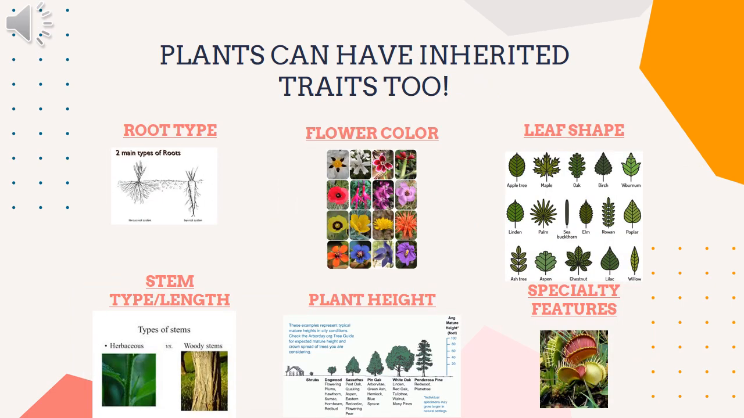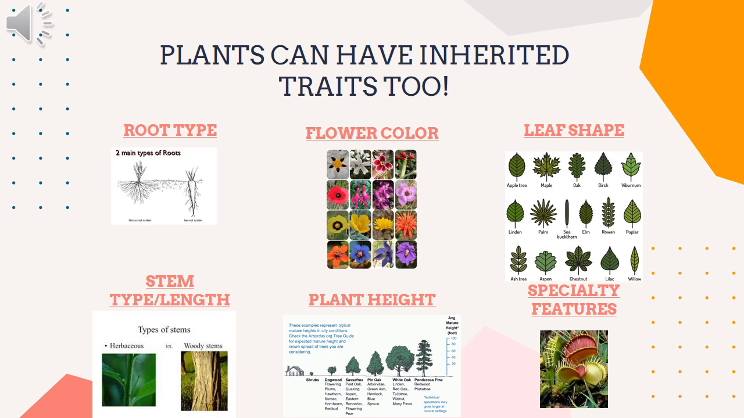Plants can actually have inherited traits too. So you're going to have parent plants. There are still plant parts where plants reproduce. And so depending on the plants that reproduce together, that's going to create the offspring plant, which is going to look like its parents. So we have different root types. Some plants have the fibrous roots that spread out and are closer to the surface. Other plants have tap roots, which are more of a singular root that goes deep down. And so the type of root would be passed to the offspring.